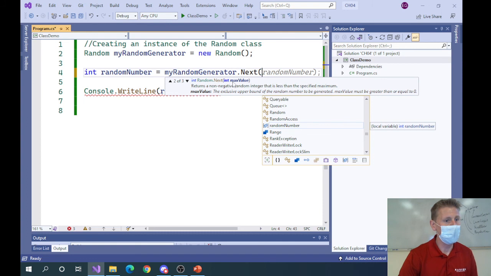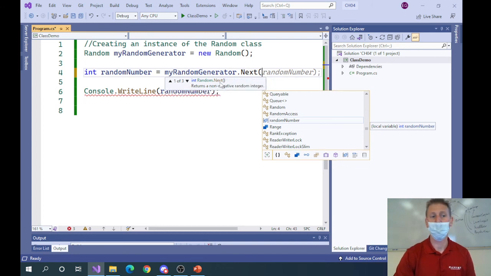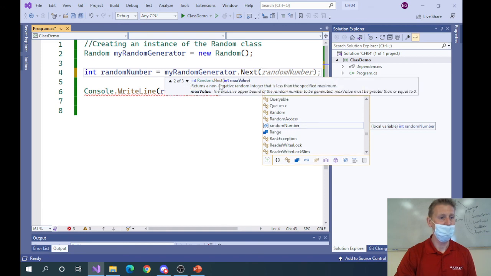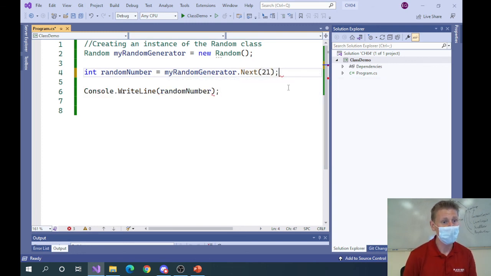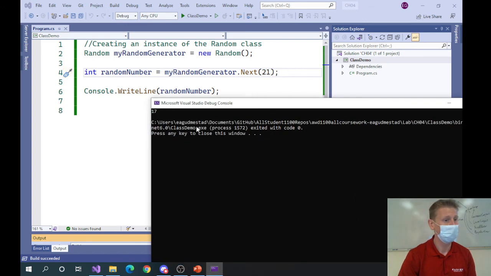So if I pass it a minimum value and a maximum value. Okay, so I've got 3. I've got 1, which is just a random int. I've got a second one that says up to, returns a non-negative random integer that is less than the specified maximum. So let's say less than 21. So this should give me numbers between 1 and 21.